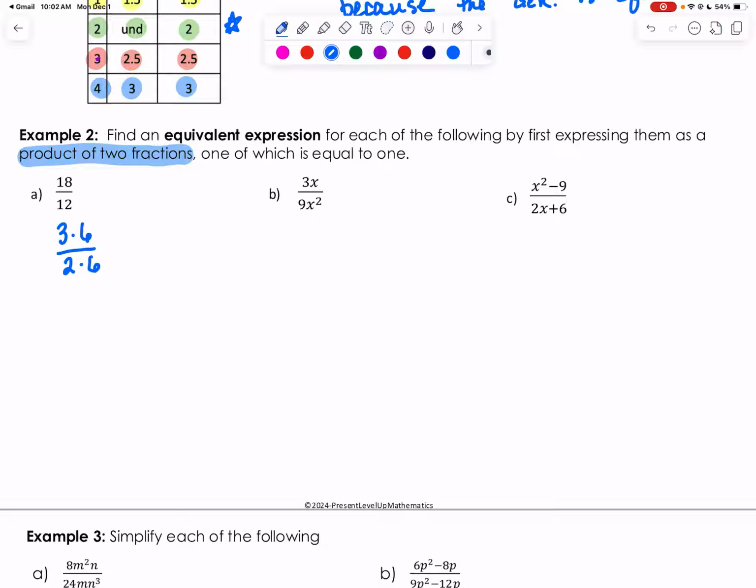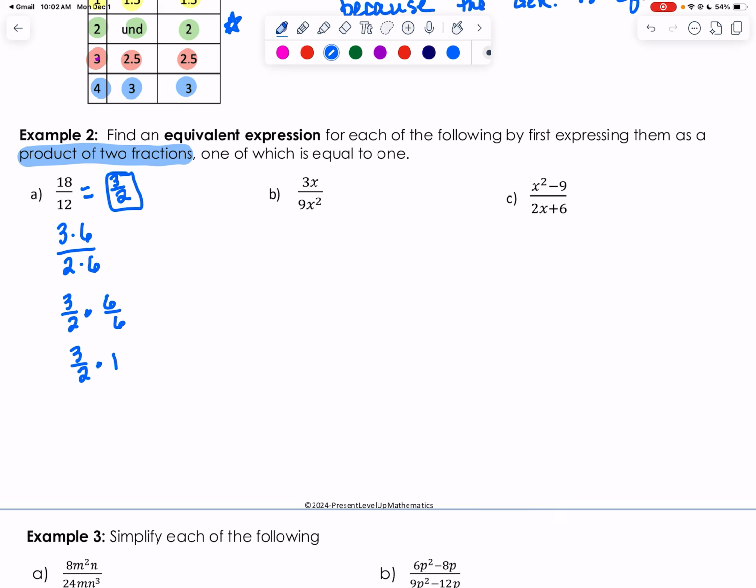So we would have here 3 over 2. That's my first fraction. Times 6 over 6. Now, what is 6 divided by 6? Isn't that just 1? So this is literally 3 over 2 times 1. So the simplified version of 18 over 12 is simply 3 over 2. I mean, that's something you probably learned to do in 5th or 6th grade.